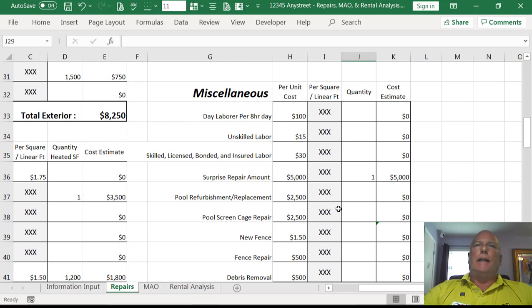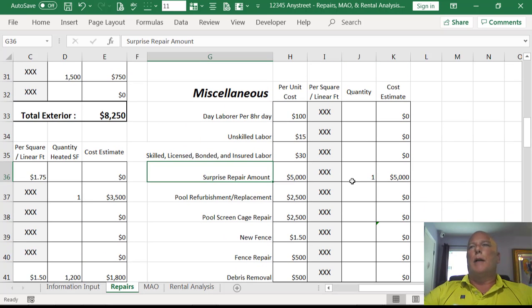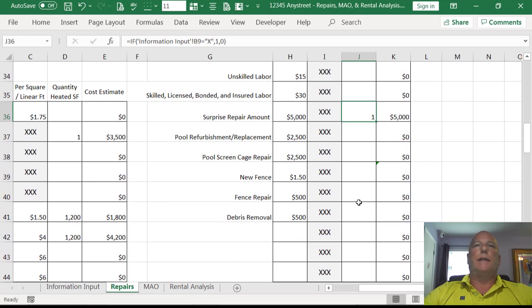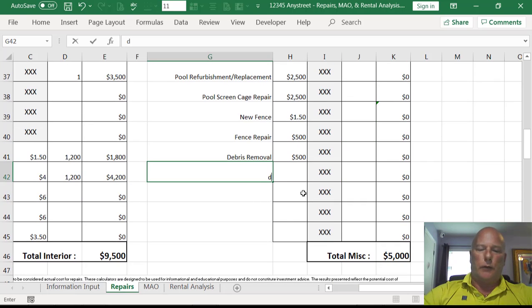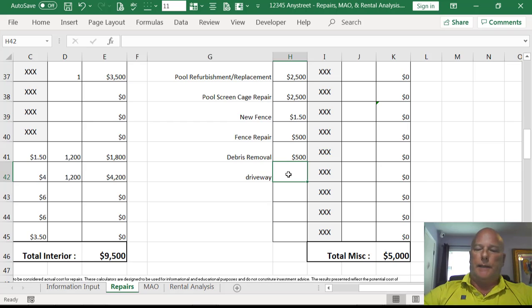Then down here is miscellaneous. I always put in this, which is a surprise repair amount, one of those things that you find: you've got sheetrock that's bad, you need to get it replaced, or doors, or whatever. It's just something extra. It's got a pool, there are some things there, new fence repairs, debris removal. If you want to replace the driveway or put in a driveway, and let's say it's $3,000, you just want one of those. You don't want to put in 2 driveways for one house, so that adds in.